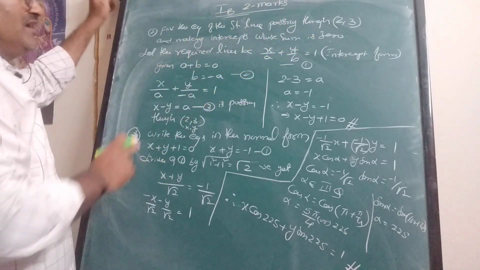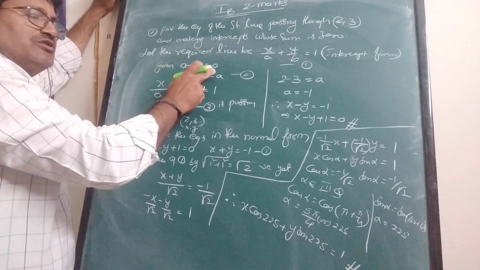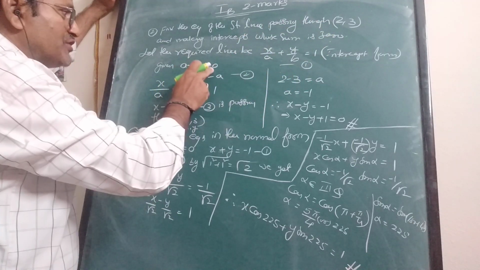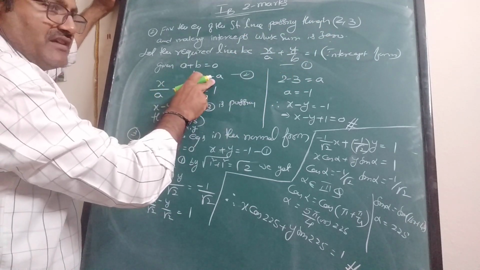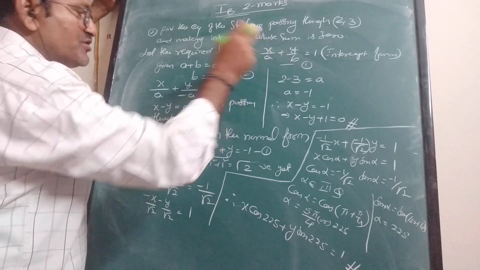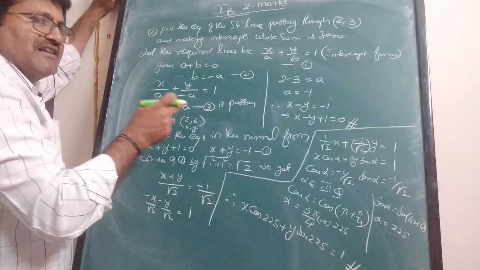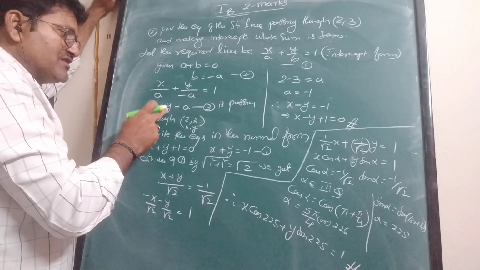Okay, remember this. Given a + b = 0, since the sum of the intercepts is equal to 0, I can write b = -a. Substitute this value in equation 1. So x/a + y/(-a) = 1. Take a as the LCM and cross multiply: x - y = a.